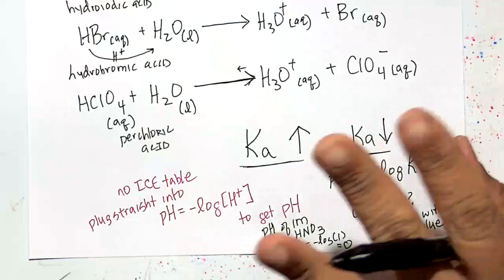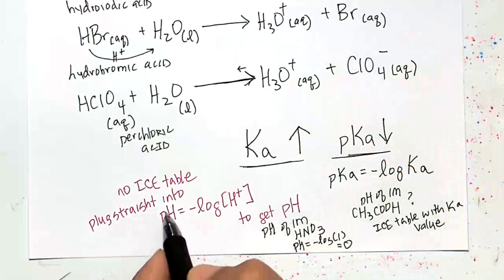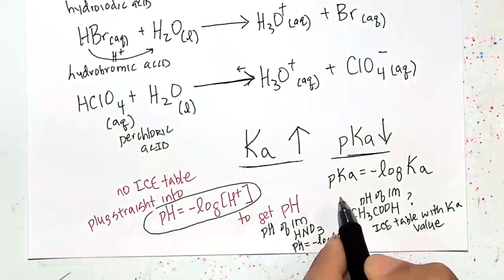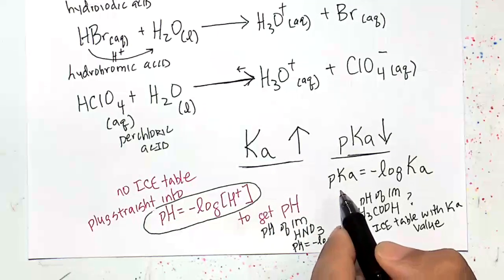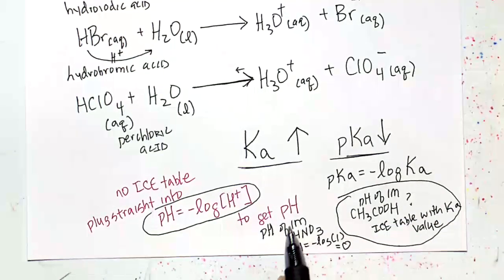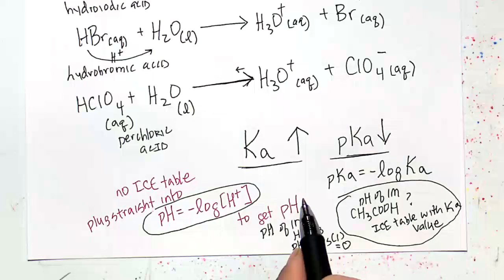So if you see these 6 strong acids, what will you do? Plug it into the equation. What if it's not one of these 6? Ice table. Yes. If it's not one of these 6, you will put it in the ice table. Okay, and we'll do some of those.